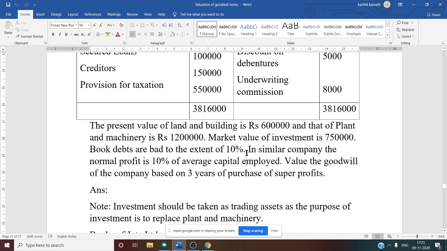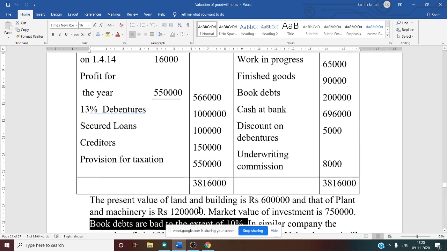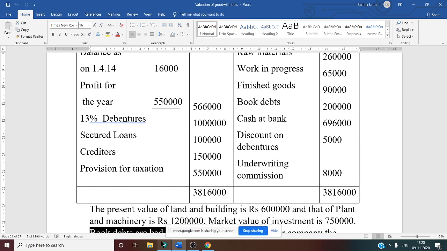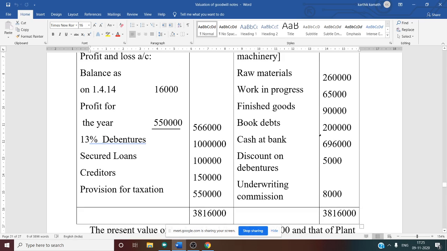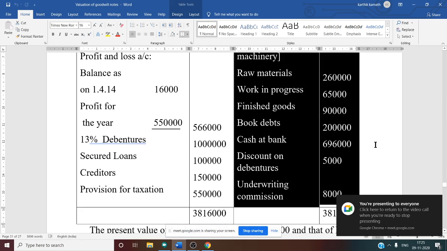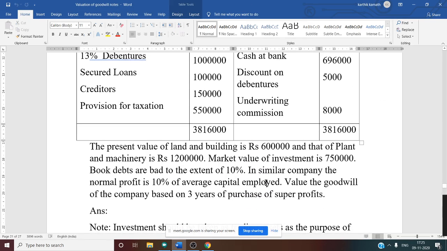Then book debts. Book debts are bad to the extent of 10%. That means what? There is a provision for bad debt. Book debt, there is a 10% provision they have mentioned. If you see the book debt amount, that is 2 lakh. 2 lakh into 10% if you do, you will get the provisions. That is nothing but 20,000.